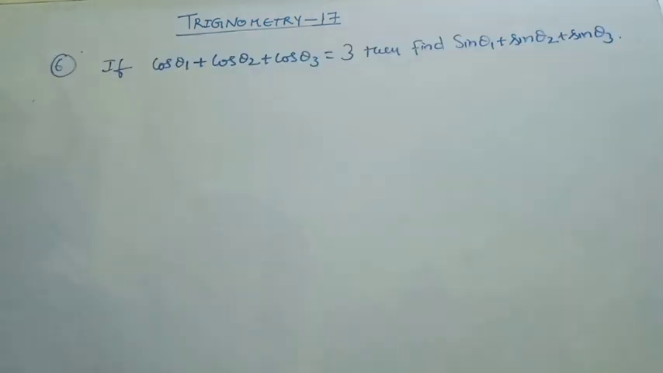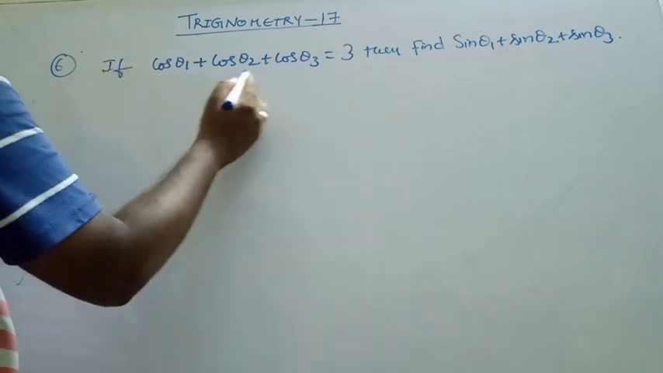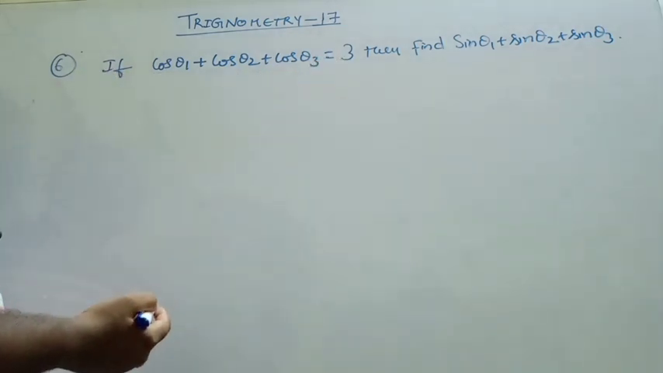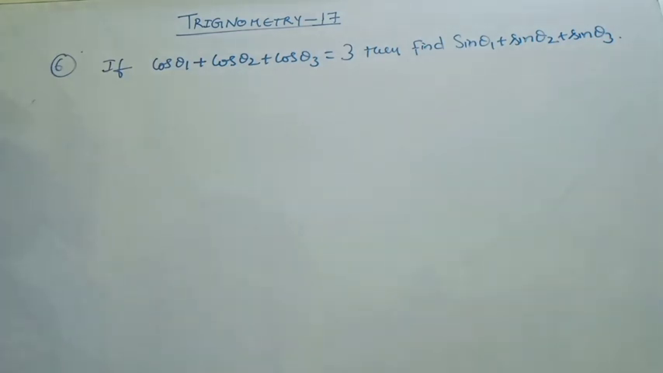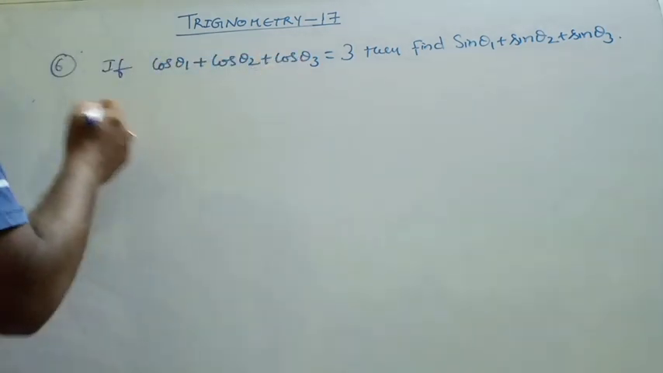Next we have one more interesting problem, the sixth one. If cos theta 1 plus cos theta 2 plus cos theta 3 equals 3, then find sin theta 1 plus sin theta 2 plus sin theta 3. This we have already discussed for n values. Now for 3 thetas, how are we going to do it?